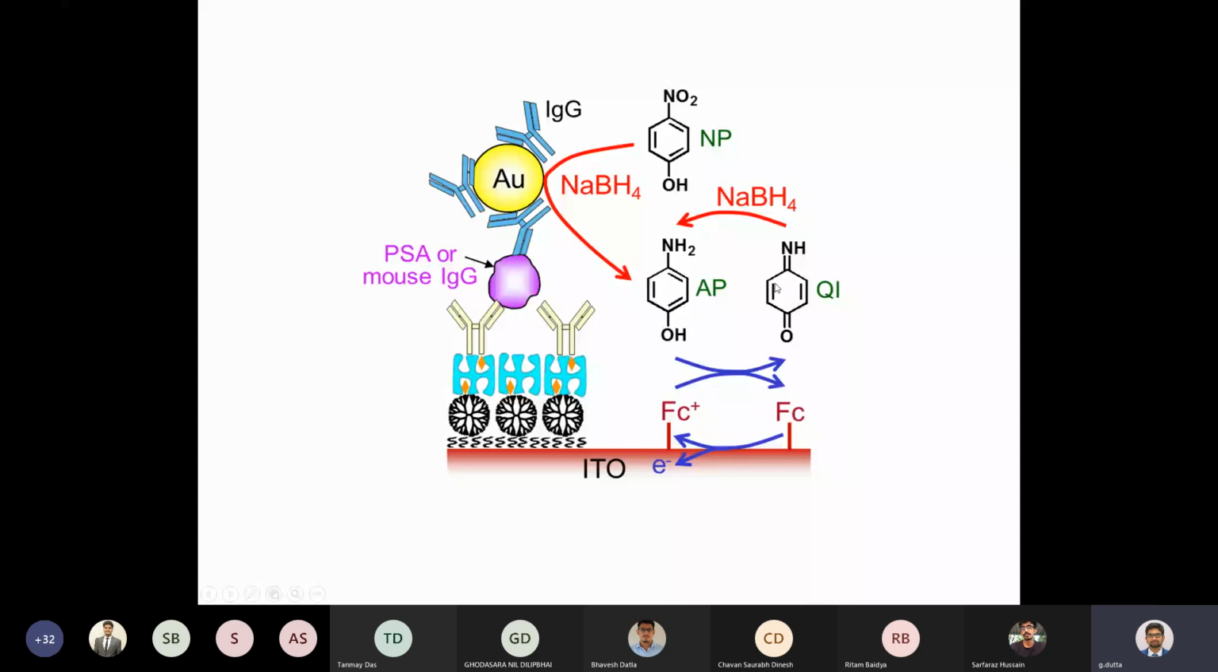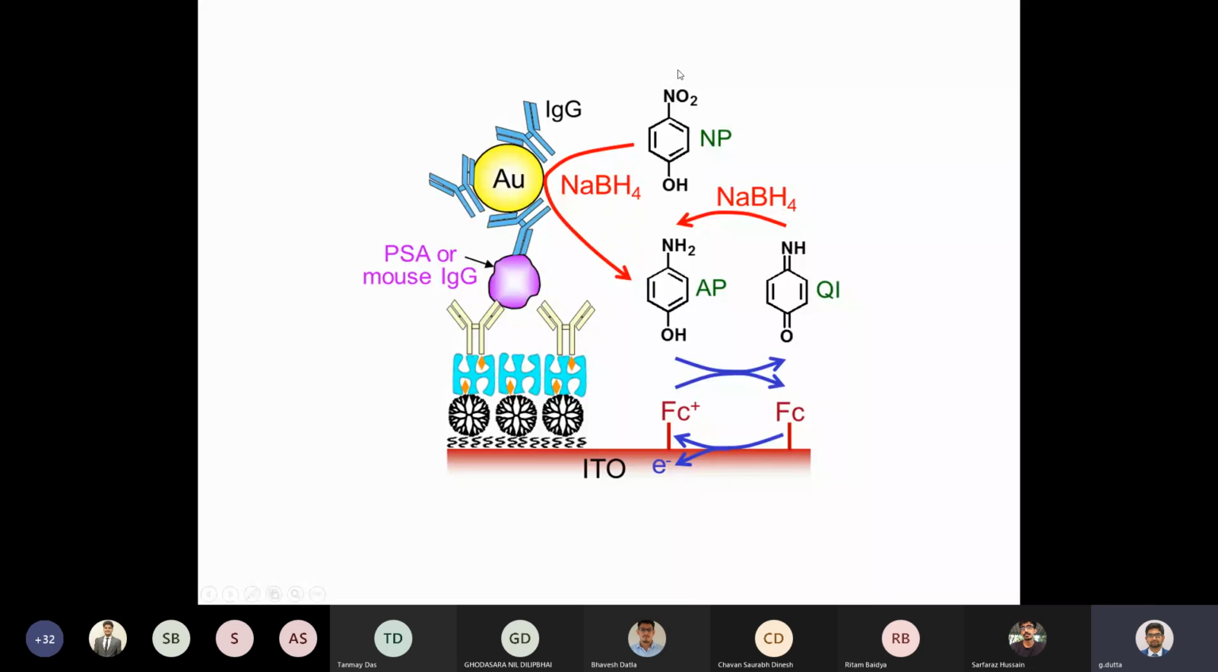See here, quinonimine: in the solution you already have sodium borohydride, right? Because aminophenol is oxidized to quinonimine, it can be converted to aminophenol again with the help of sodium borohydride. So this kind of cyclic reaction can go on at the surface, and you will get more and more electrons on the surface.